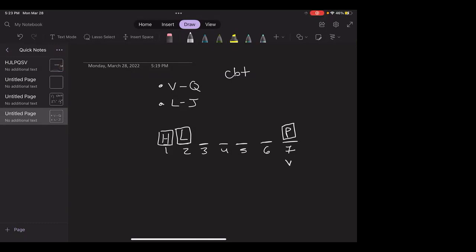And so if it helps, draw V with the slash through it to help you remind yourself, hey, do not put V in 7. Right? Second here, do not put J. That can help. Yeah, definitely.